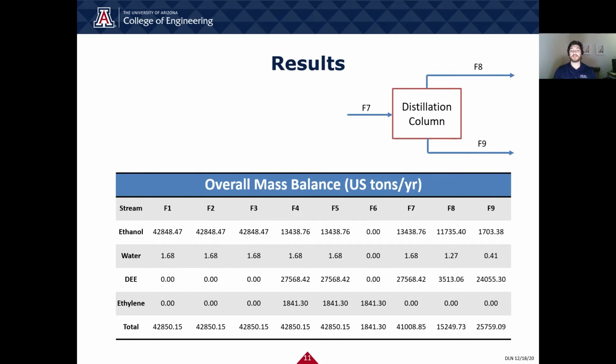In our distillation column, the diethyl ether is our desired product, and it will come out in our distillate, or stream F8. Our distillate stream consists of about 93% diethyl ether by mass, with the rest being about 7% ethanol. The bottoms, or stream F9, then get sent back to the plant for purification.